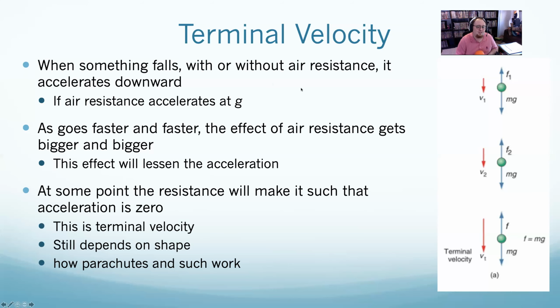For all objects, there will be a point where air resistance will make it so that the acceleration is 0. This is called terminal velocity. It will be a point at which things are no longer accelerating down, but falling at a constant velocity. This would depend on the size of the object, the shape of the object, and so on, the mass of the object. But we can say that there'll be a set velocity that it can't go past.